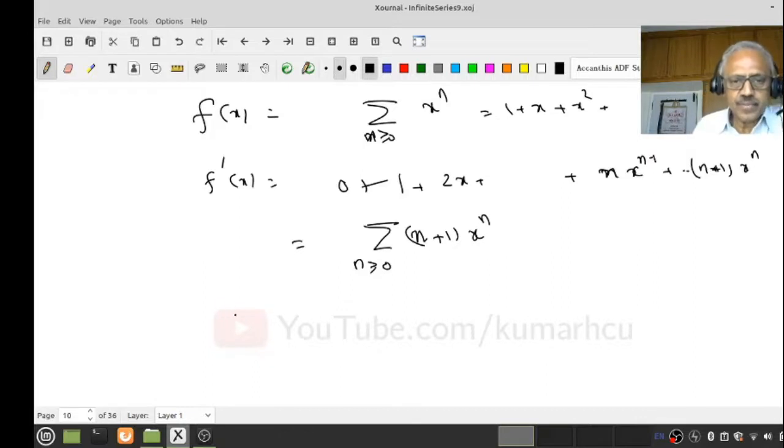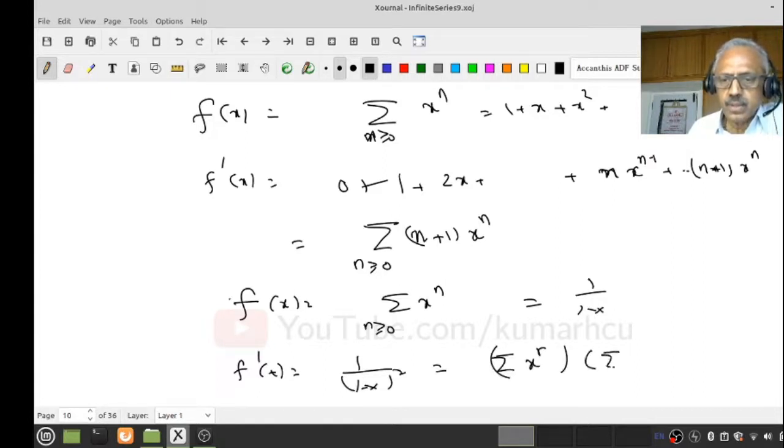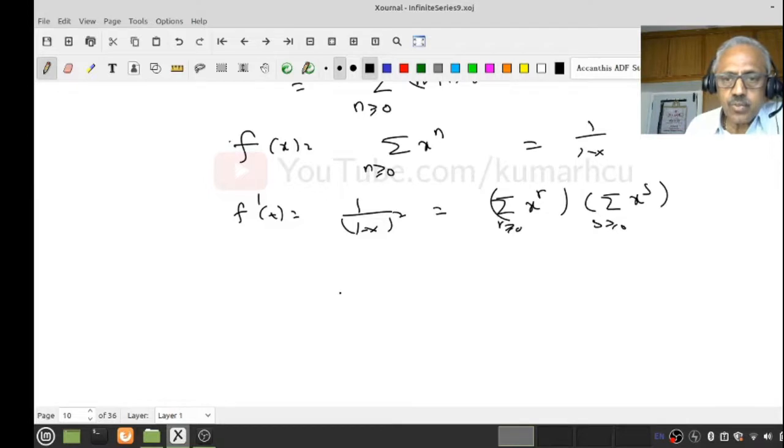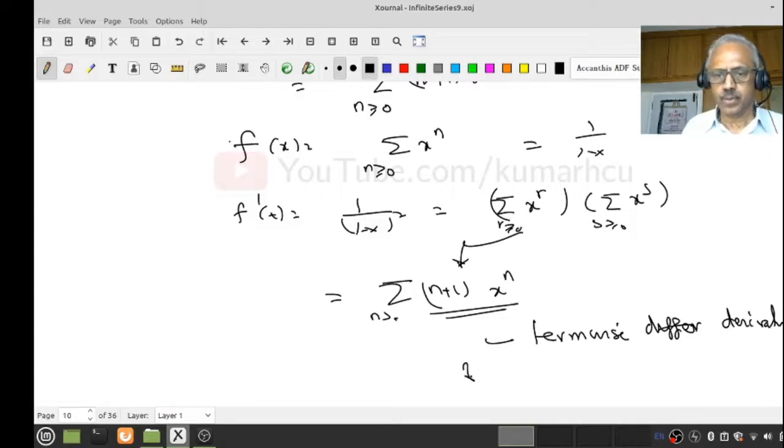So what we found is something very interesting. Look at f of x equal to summation x power n, n greater than or equal to 0, that is equal to 1 by 1 minus x, and f dash of x therefore is 1 by 1 minus x whole squared, and this is nothing but the Cauchy product of x power r into x power s, where r is greater than or equal to 0, s is greater than or equal to 0. This is a Cauchy product. But we also found out this is nothing other than term wise differentiation of x power n. This Cauchy product is nothing other than this. But this series is nothing other than the term wise derivative of 1 plus x plus x squared plus x power n.